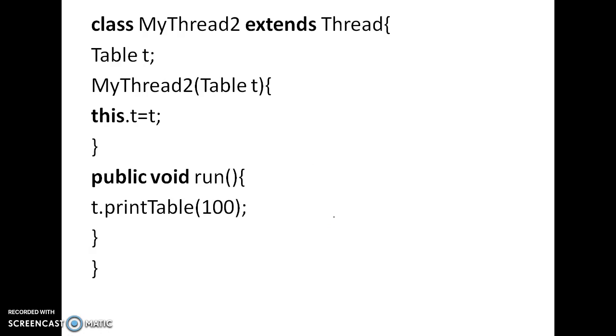I have another class, MyThread2. It also extends the base class Thread. Here also I pass the reference variable of the previous class Table, and inside the run method I print the 100 table. That is, I call the printTable method of the class Table and pass 100, so it prints the 100 table.